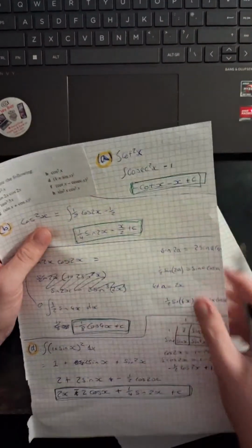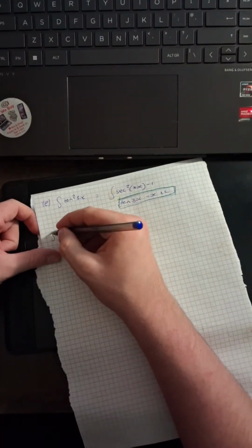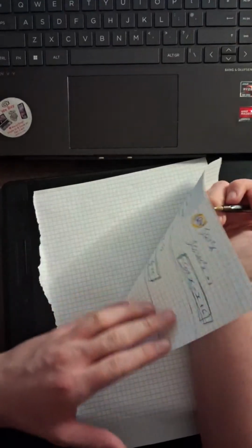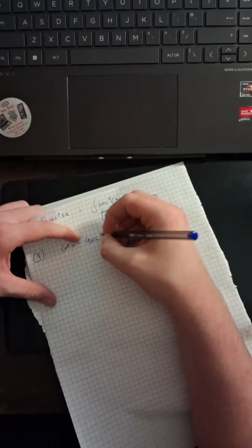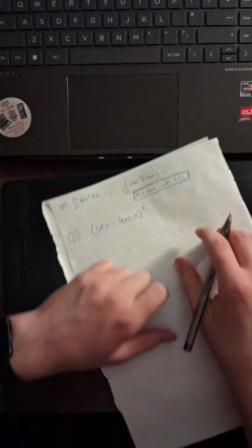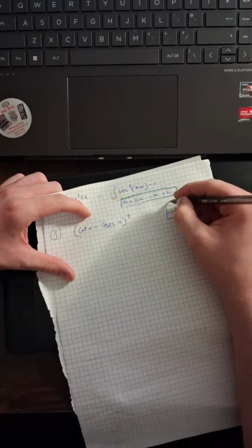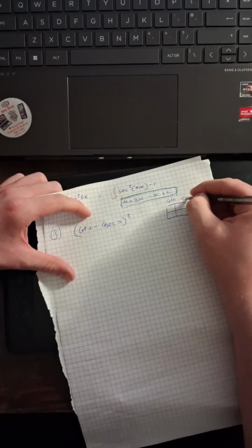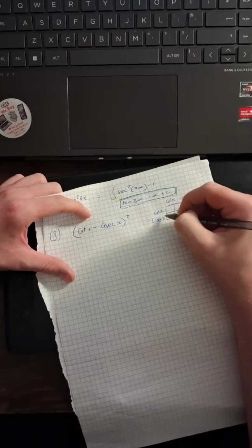Let's do cot x minus cosec x squared. A, B, C, D, E, F. Cot x minus cosec x squared. Can you guys hear the Christmas music? We gotta have the Christmas music. Okay, so let's times this out. Cot x minus cosec x, cot x minus cosec x.